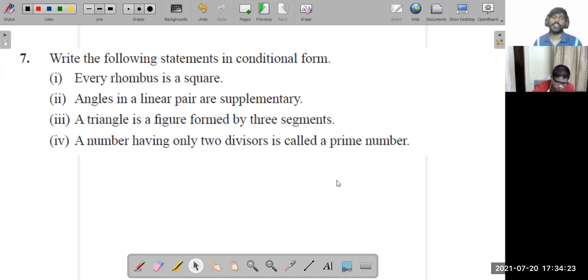Yes, sir. Okay, next. Angles in a linear pair are supplementary. If an angle is in a linear pair, then it is supplementary. Correct. If an angle is in a linear pair, then it is supplementary. Write it down.